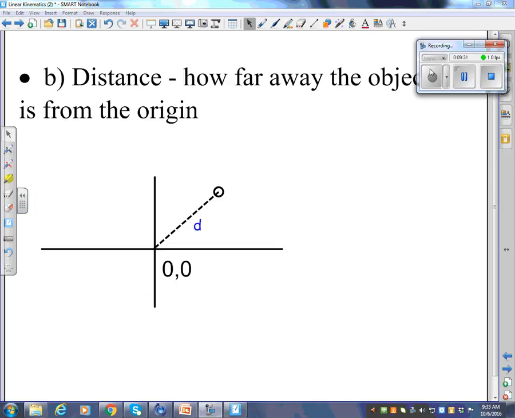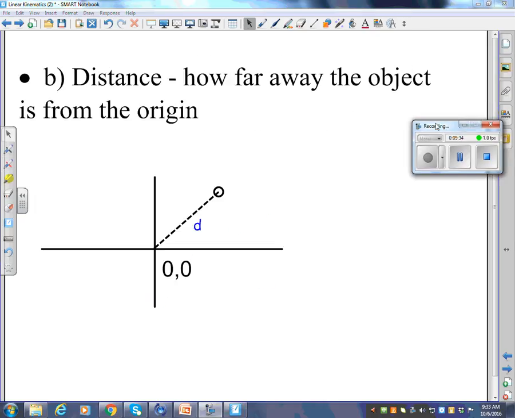The second part of position is the distance. And what does distance mean? How far away the object is from the origin. To define position, you need the frame of reference and you need the distance from that frame of reference. How far away the object is from the origin, and it could be to the right, to the left, up, down, or at some sort of angle, right? And really, isn't that kind of what a vector is? Yes, sir. In fact, when we were talking about vectors, we were really talking about position. It's the same thing. Position is a vector quantity.